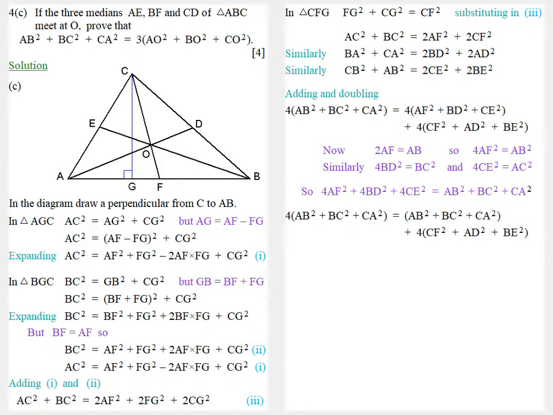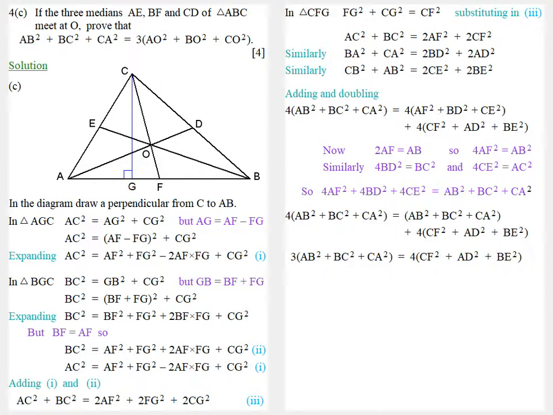Now if we look at the result, we've got the bracket AB squared plus BC squared plus CA squared on both sides. On the left hand side it's 4 times, and on the right hand side it's once. So if we subtract it from both sides, we end up with 3 into (AB squared plus BC squared plus CA squared) equals 4 into (CF squared plus AD squared plus BE squared).